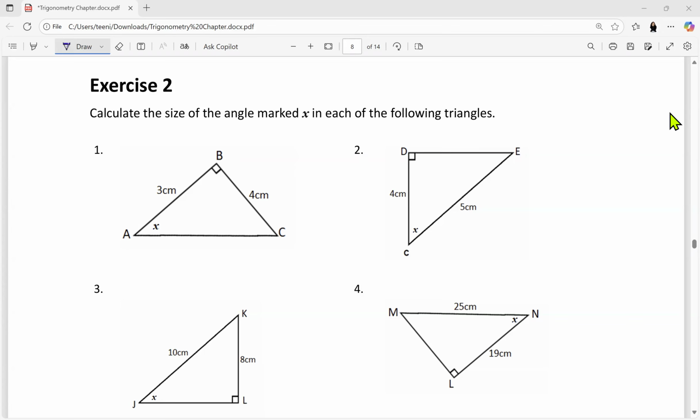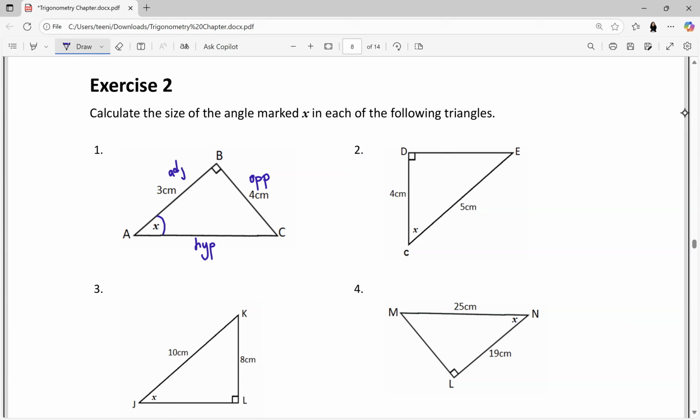Okay? So let's look at question 1 as an example. In question 1, we have triangle ABC. The angle of reference is here, which means that this side is the hypotenuse AC. The opposite side is the side with 4 centimeters, since it's opposite the angle. And then the adjacent side is the third side. It's next to, or adjacent to, the angle of reference.